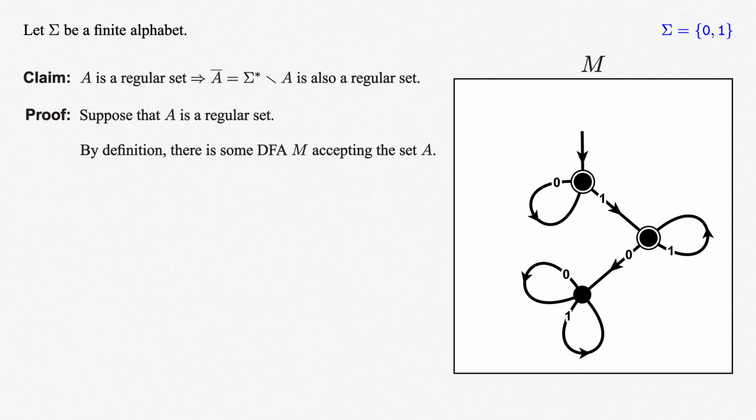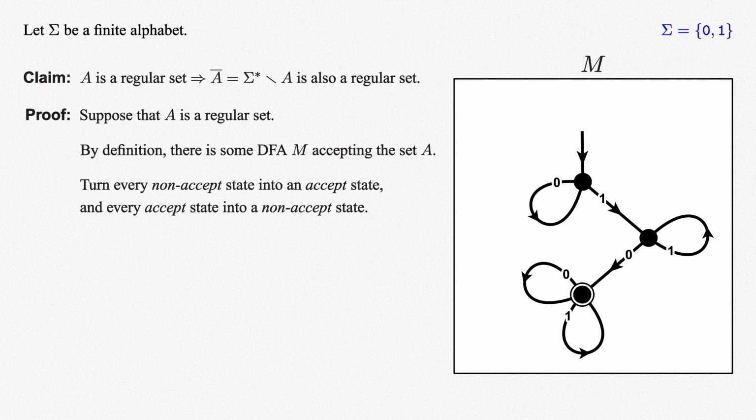Let's take the example of the DFA accepting 0 to the m, 1 to the n to illustrate. All that we need to do is modify M in such a way that rejected strings are accepted and vice versa. We can do this by toggling accept states: turn every non-accept state into an accept state, and every accept state into a non-accept state.